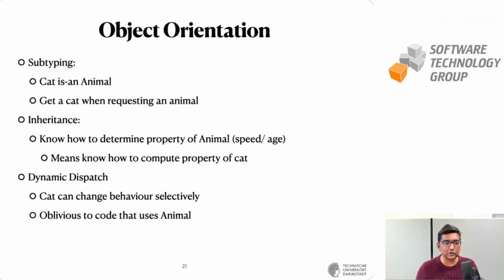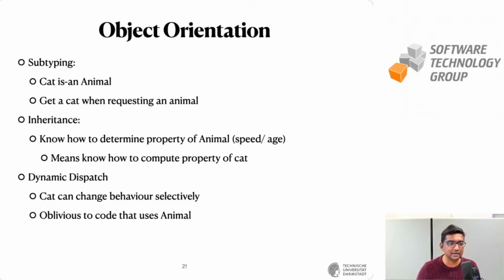Now, before we look at the other kind of polymorphism, subtyping polymorphism, I need to introduce briefly what object orientation is. Most of you might already know about this, but let me briefly introduce it. A language is supposed to be object oriented if it supports the three concepts that I've described here: subtyping, inheritance, and dynamic dispatch. We will look at each of them briefly in the next slides.